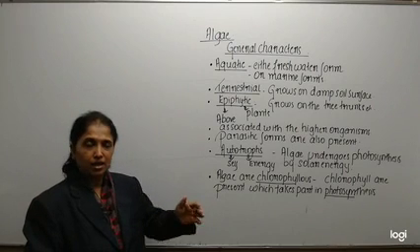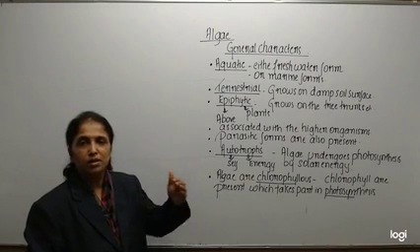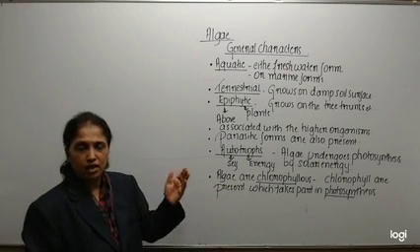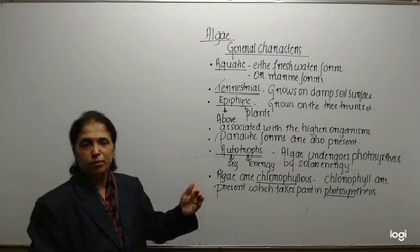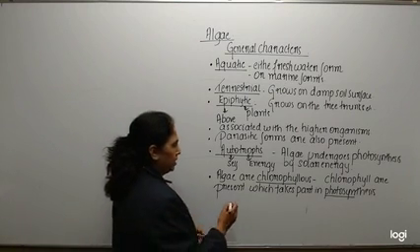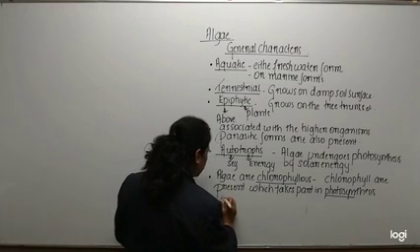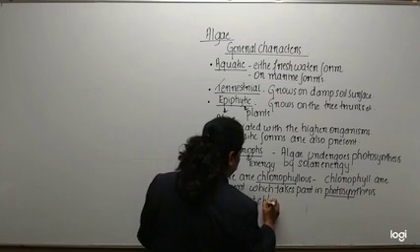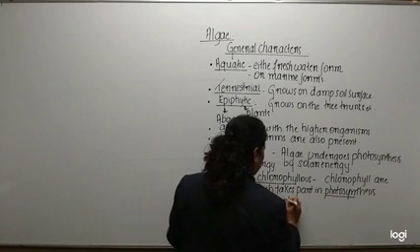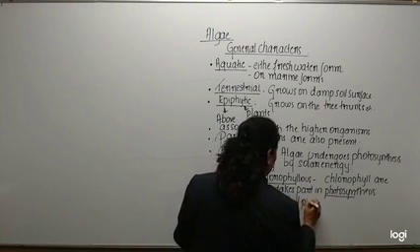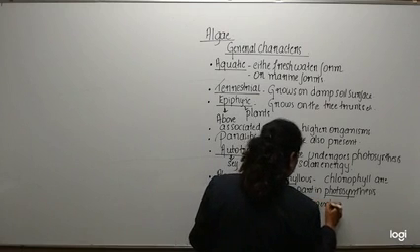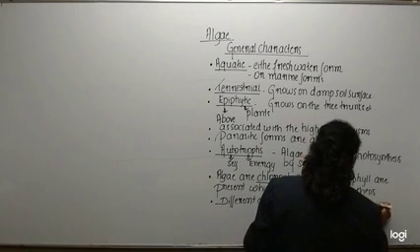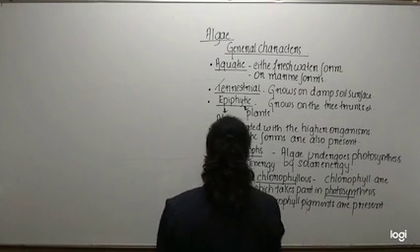When you take algae, once again it is divided into further subclasses. Chlorophyll A, B, C, D, E. Like this, different types of chlorophyll pigments are present. So algae contain different chlorophyll pigments. And these chlorophyll pigments can be mentioned like this.